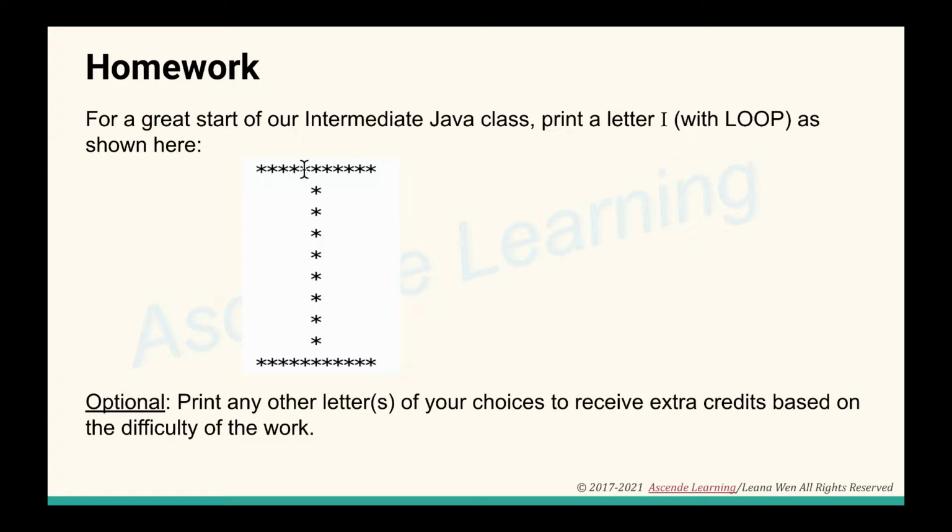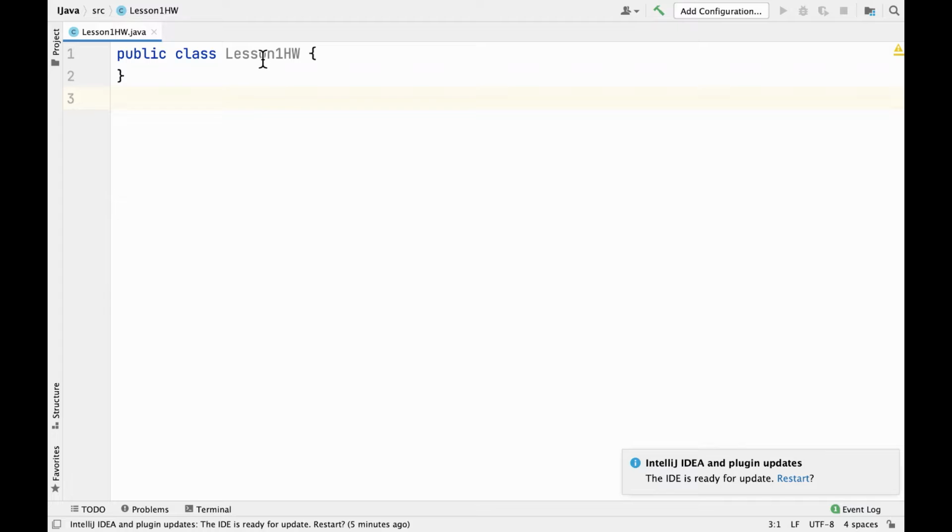How am I gonna print this letter I? And this letter I needs to look like this, okay? Not really a skinny vertical line. I really want you guys to print a horizontal line, a little bit shorter than a vertical line, and a horizontal line again. Okay, lesson 1 homework.